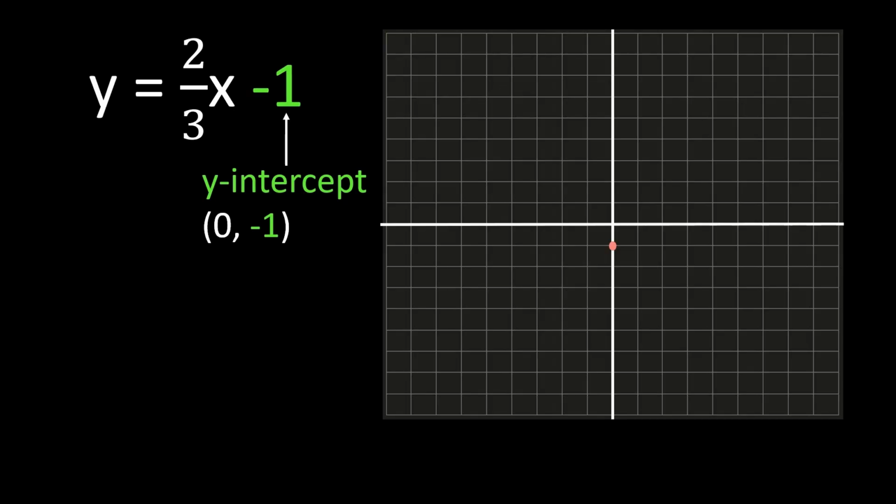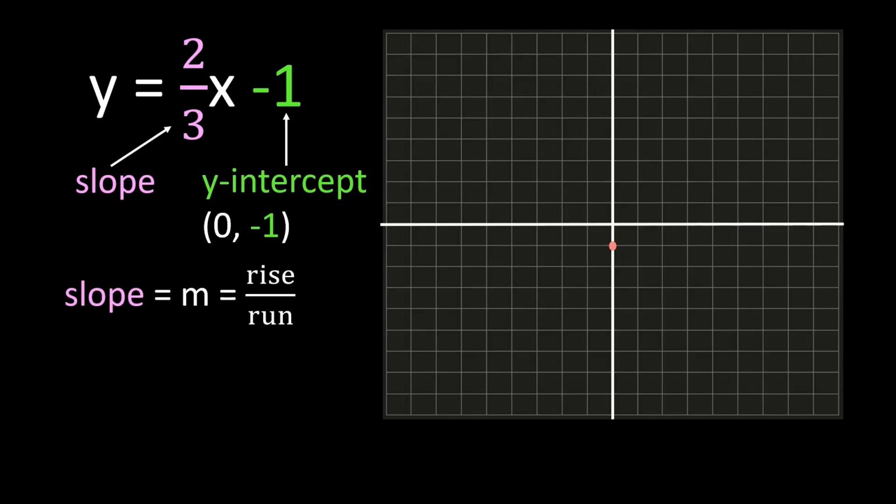Then I'm going to look at my slope. My slope is 2/3, and we know that slope is the same as our rise over run. We can think about it as rise over run, or our change in y over change in x. So rise over run, we have our slope of 2/3, which means our rise is 2 and our run is 3. So let's start with our rise.